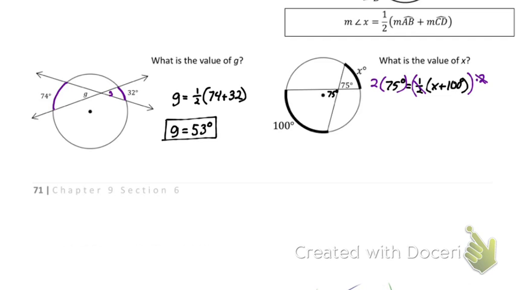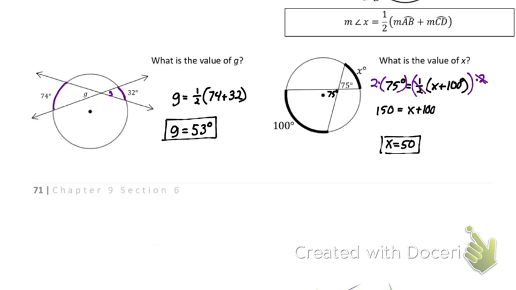Multiply by 2. And we have 150 equals x plus 100. That seems a lot easier because now I'm just subtracting by 100. And we come up with x equals 50. You might want to just check it in case you made a mistake. 50 plus 100 is 150. Half of 150 is 75. It works out. So x is going to equal 50.